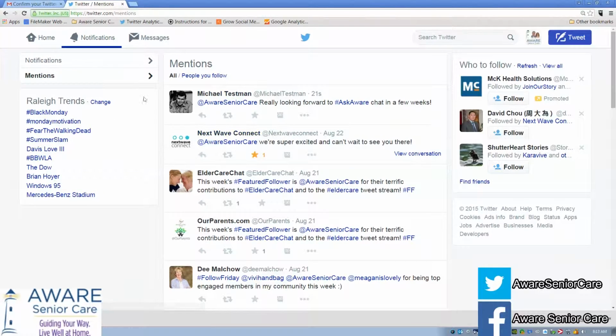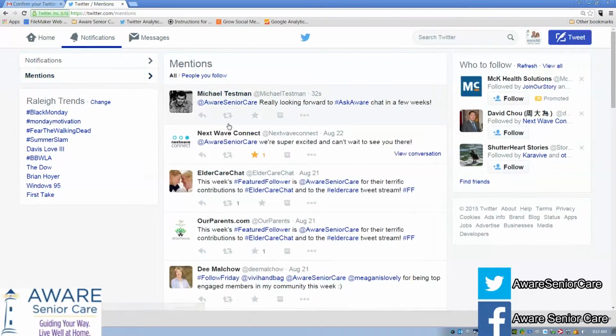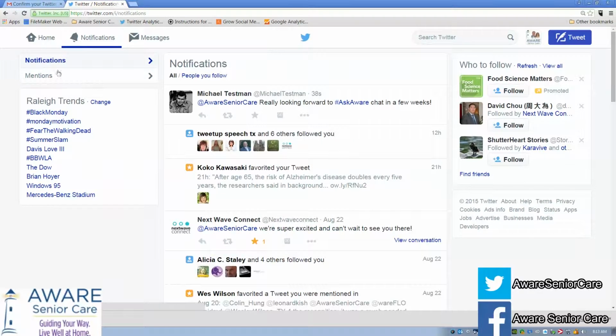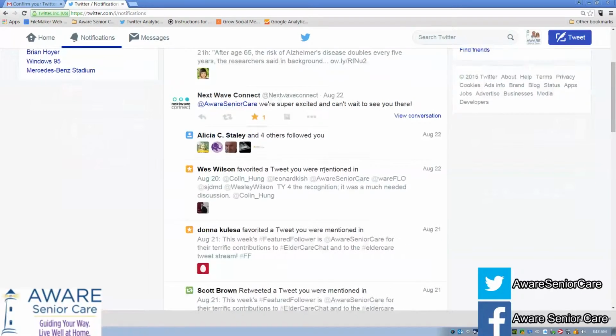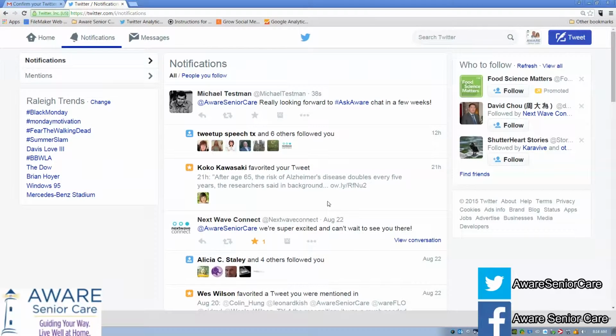If you go to mentions, the difference between the two sections is that mentions will appear in your notifications. But if you only want to look at mentions, where your account is mentioned, you can just break it down by clicking on this, as opposed to having to look at everything, which includes people who follow you, people who favorite your tweets, people who retweet what you say, or what others have said about you. So that makes it a little bit simpler if you're looking just for a mention.